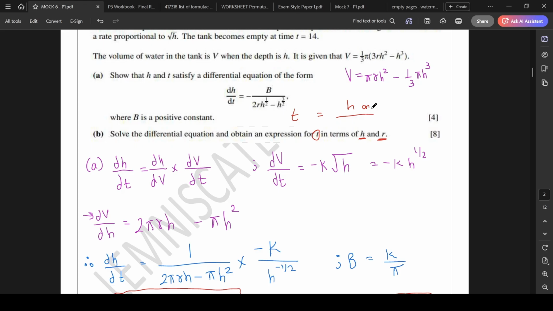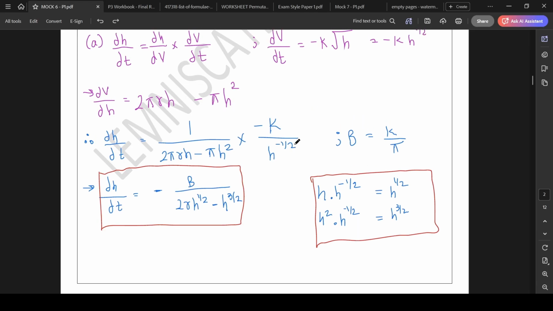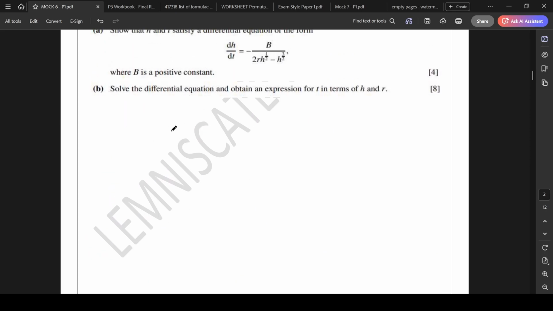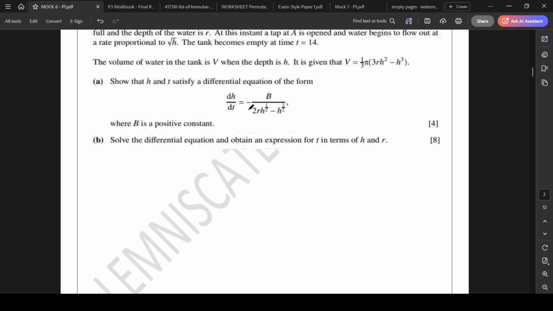Let me fix my tablet. H and r. So that is how it's going to look like. For this, I will require some good space. So what I'll do is I'll pause the video over here, clean my screen, and then come back. All right, so the screen is clear now. We can try to solve this equation.